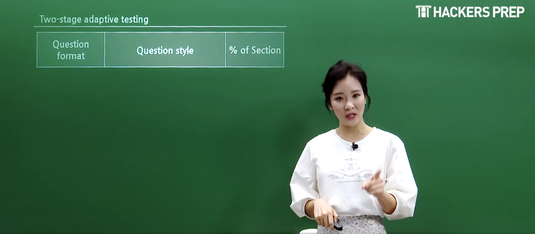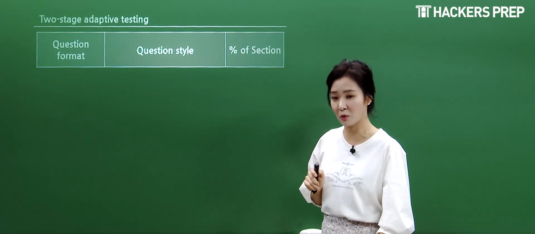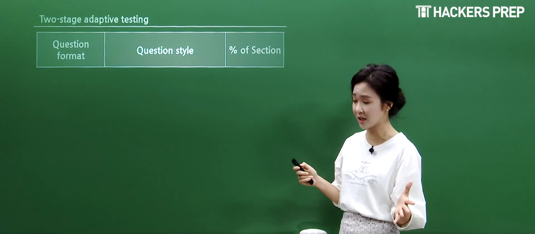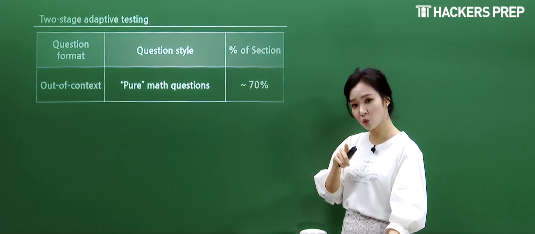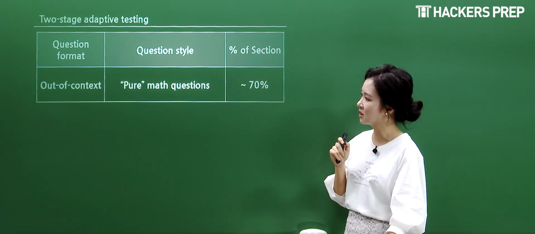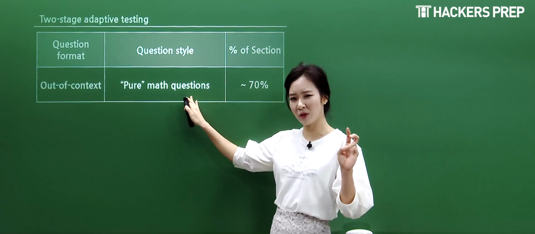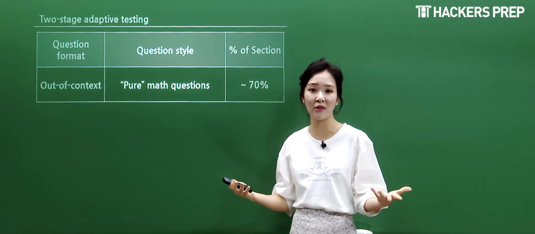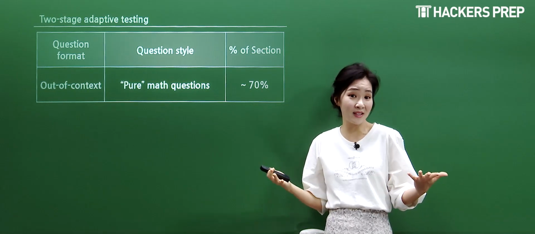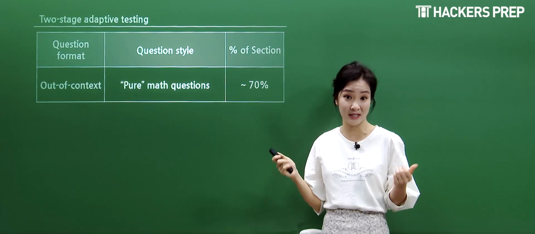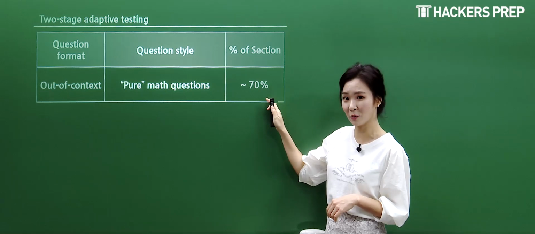Now let's talk about question format and some of the question style, as well as the percentage of the section makeup. There will be 2 types of question format. The first one is going to be out of context, which assigns what we call pure math scenarios or pure math questions. These are just going to be numbers, equations, functions, and that's it. All you have to do is solve for whatever it's asked. It's the majority of the questions, right?